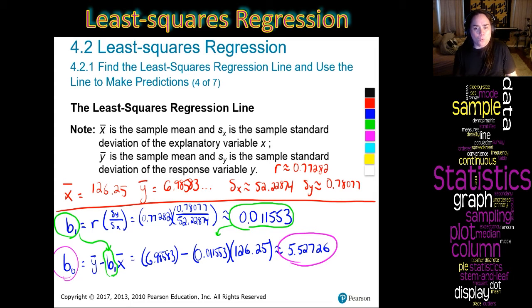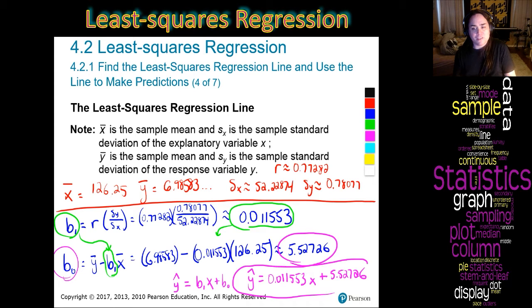Now I know what my equation is for the line of best fit, for the least squares regression line. Y hat equals, remember it's B1 times X plus B sub 0. So that means Y hat is 0.011553 times X plus B sub 0, which was 5.52726. That is the perfect equation.